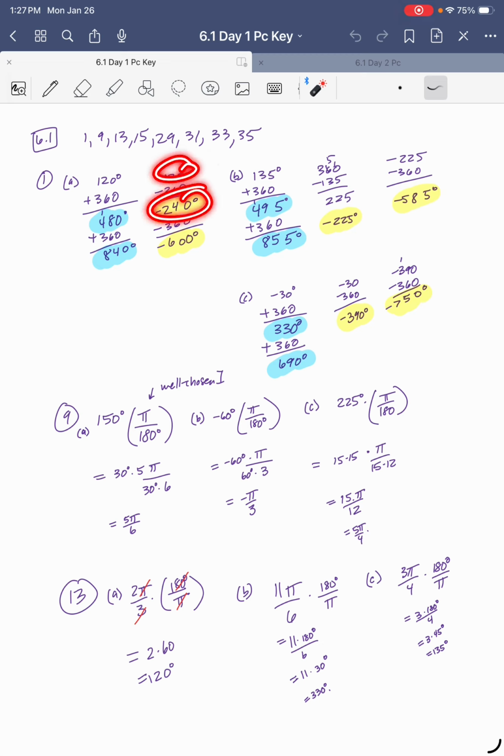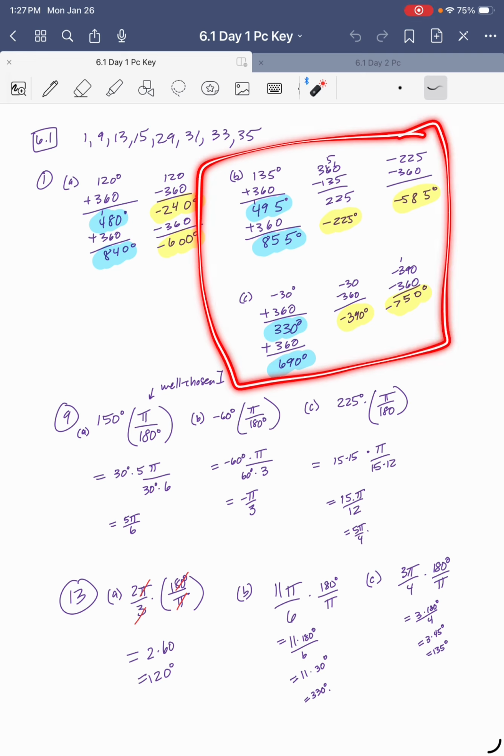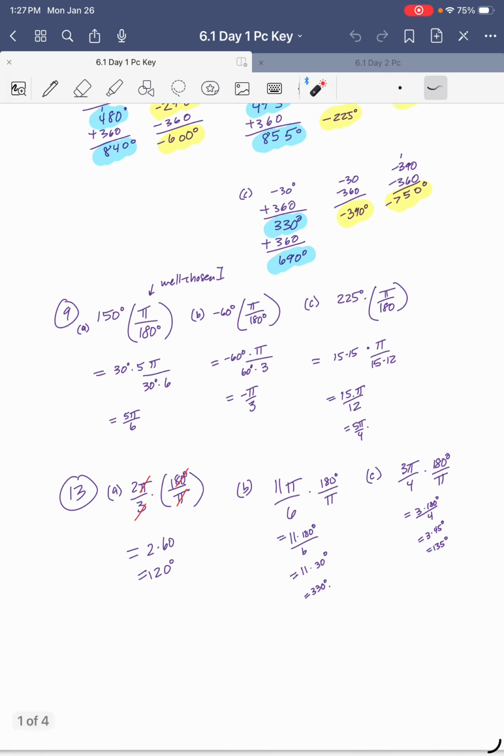So these would stop at the same place. And then if you subtract 360 again, you get negative 600 degrees. And so all of these angles are coterminal. We do something similar over here, where if you want to get a coterminal angle, you can either add 360 as many times as you need, or you can subtract 360 as many times as you need.